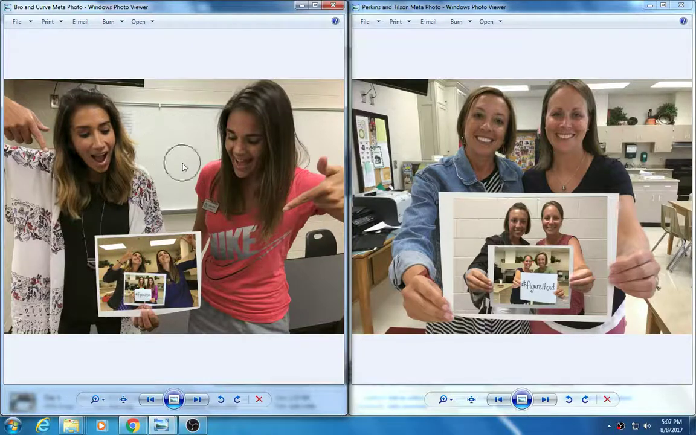What a meta selfie is, it's a picture within a picture within a picture. So over here I have Mrs. LeCurve and Coach Bro, and they are looking at a picture within a picture within a picture of themselves here. And on the right hand side, I have Mrs. Perkins and Miss Tilson, and they have their meta selfie right here. And in each one of these meta selfies, there's a little message here, but that certainly could be a picture right there as well.